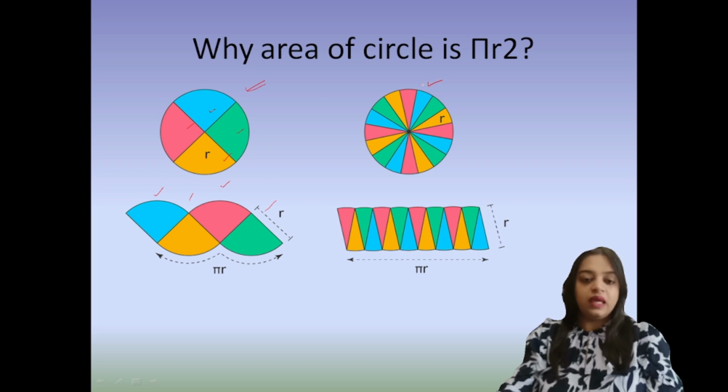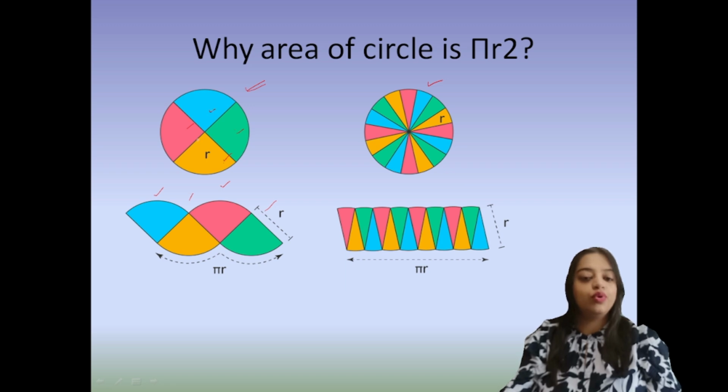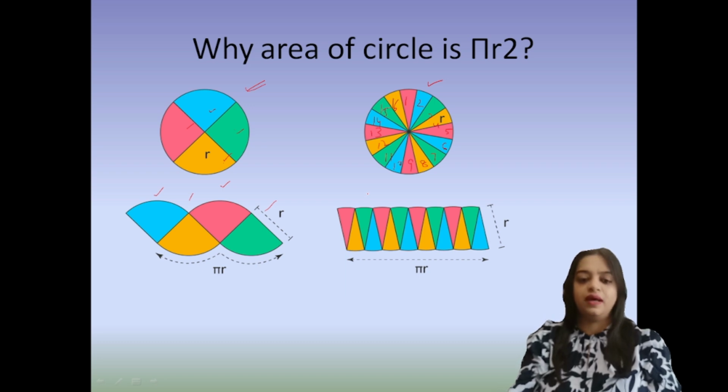Now again we are taking the same circle, but what we are doing is we are increasing the number of parts. ठीक है, you can see यहाँ पे सिर्फ 1 2 3 4 ही parts थे, है ना. और यहाँ पे अगर मैं कैलकुलेट करूँ तो it is 1 2 3 4 5 6 7 8 9 10 11 12 13 14 15 16 parts we have done.